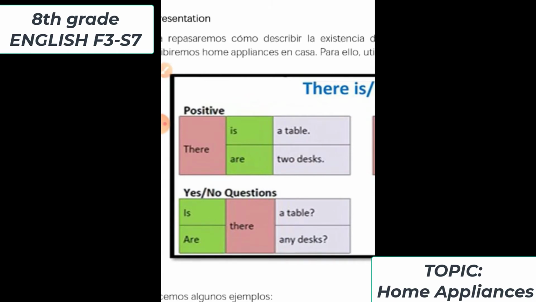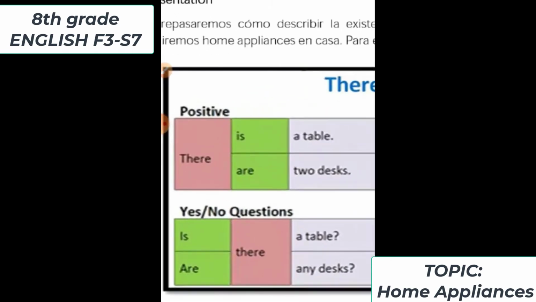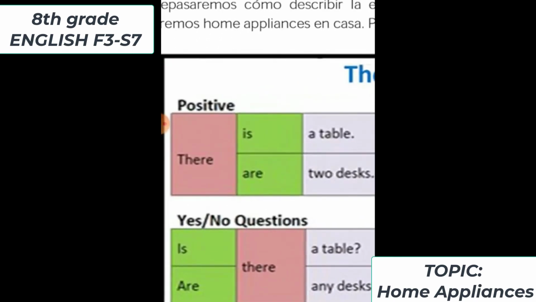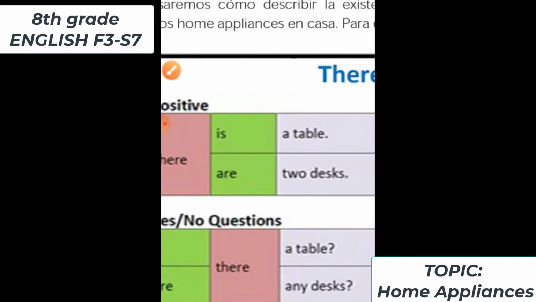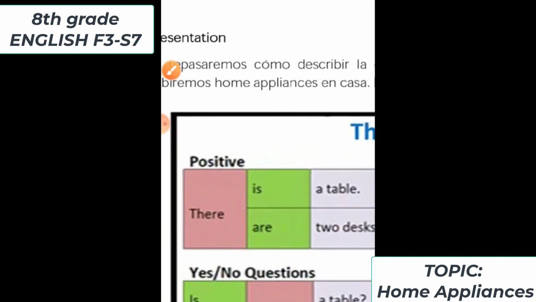There is a TV in my house. Depending of the number of things or objects you have in your house, okay? Dependiendo de la cantidad de objetos que tengan en tu casa, you can say there are, para cuando hay más de uno, and there is, when there is only one, okay? But that is affirmative.